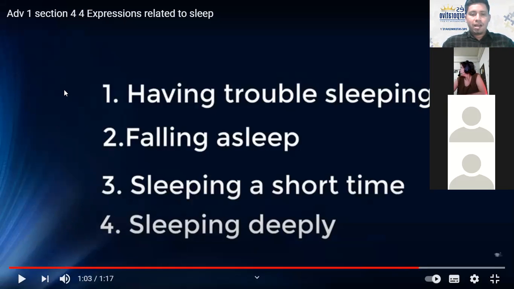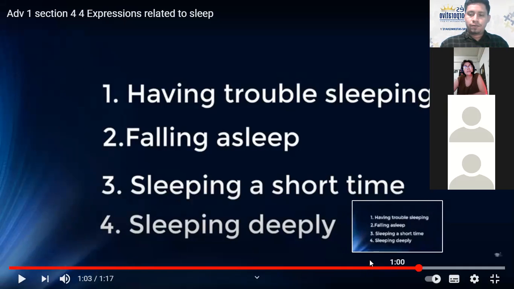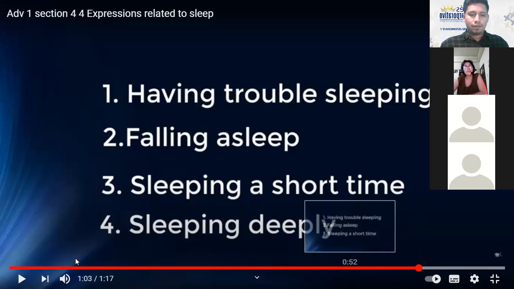Okay, here we have some of the expressions for sleeping that we use in our daily life. Have you ever used any of it?